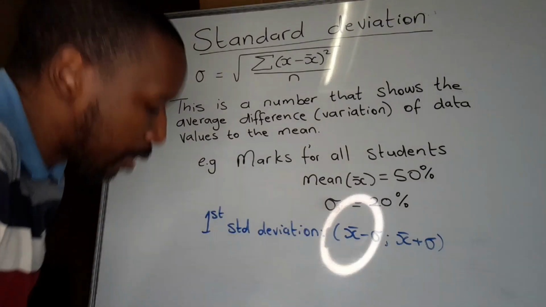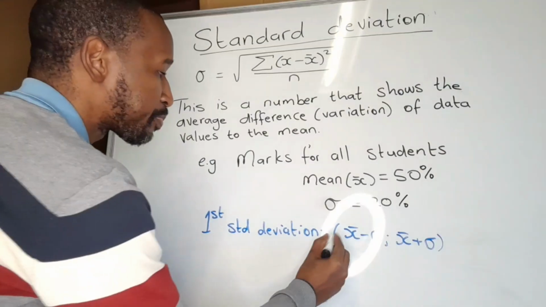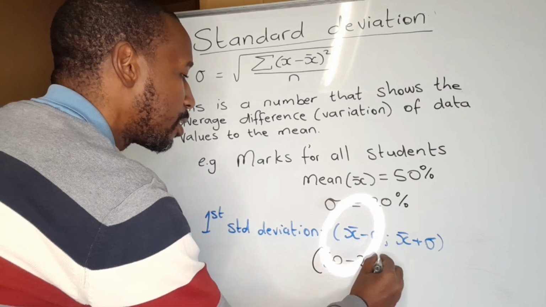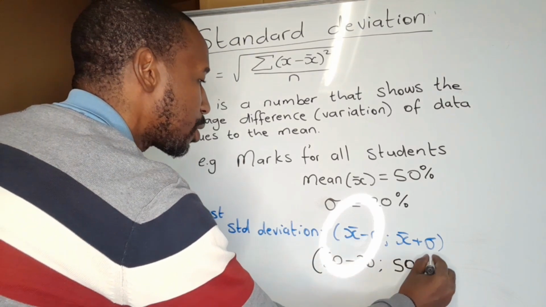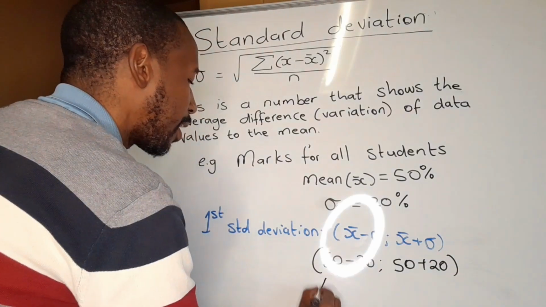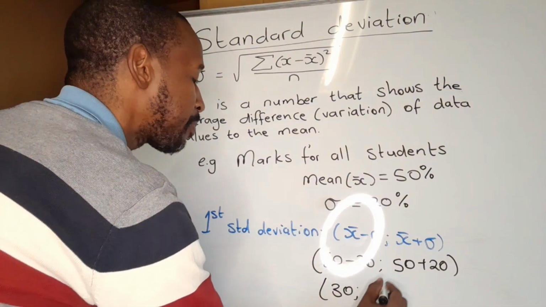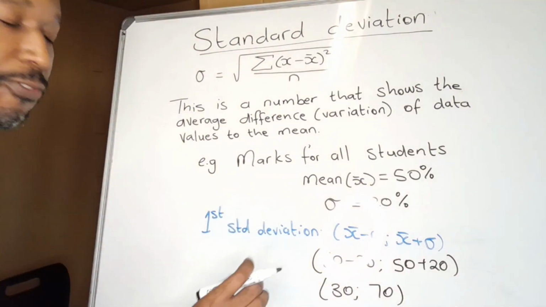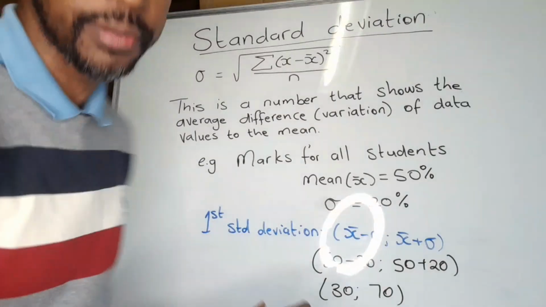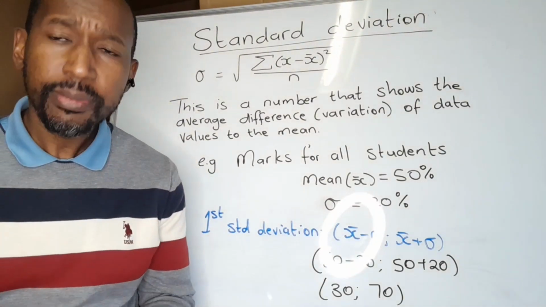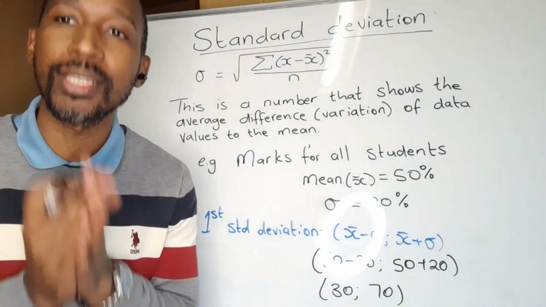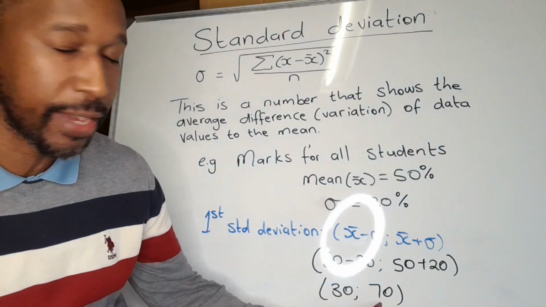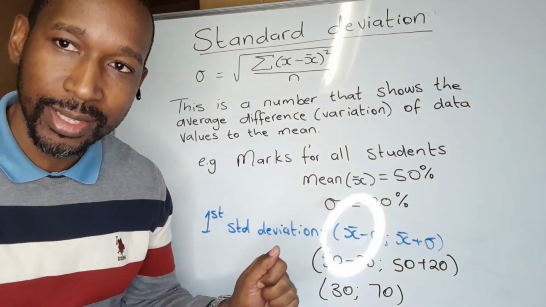So for the example that we have done, we would have 50 minus 20, 50 plus 20 interval. To simplify it, it gives us 30% here and 70% on this side. Now, this is called the first standard deviation interval. So if you are asked how many values fall within one standard deviation, you will be looking at how many values are between 30 and 70. All of those fall within one standard deviation.